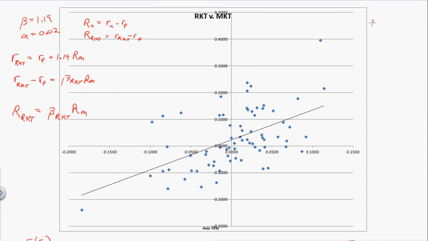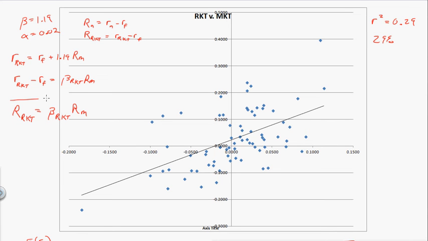So we have another number called the R squared. The R squared in this regression was 0.29. This is important. This means that 29% of the variation of Rock 10 was explained by the market.